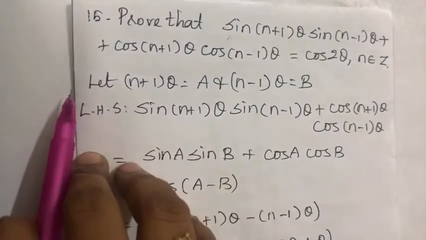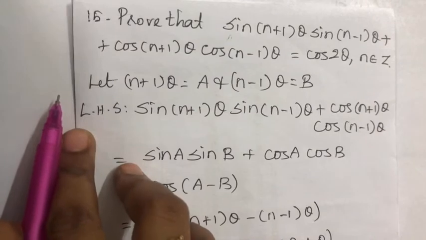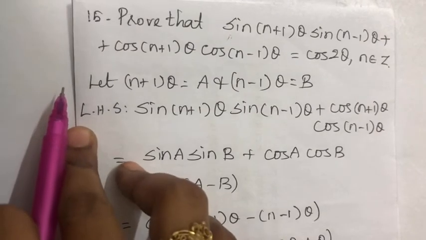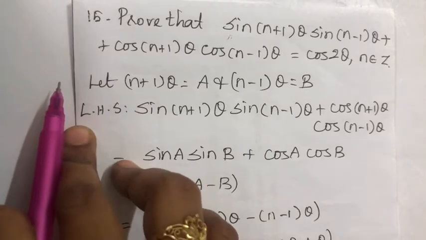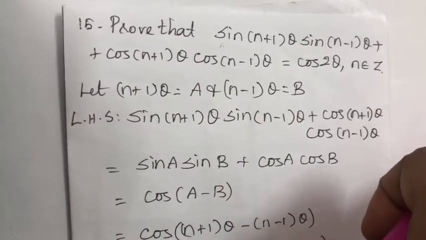Now let's go to the 15th problem. The 14th problem is very simple and you can try it out. We are just going to use the formula: cos A plus B, cos B plus C, sin C, A minus B. That formula is the only one we are going to use, and multiply it.